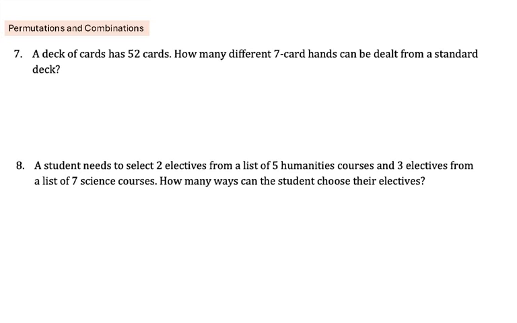Okay, let's look at this next question. A deck of cards has 52 cards, so we're choosing from 52 cards. How many different 7-card hands? That means you're going to take 7 cards from the 52. So r equals 7. And how many ways can we do that? In this case, order does not matter because once you grab your cards, you can rearrange them in any order you want. It's still the same group of 7 cards. So if order does not matter, that's a combination.